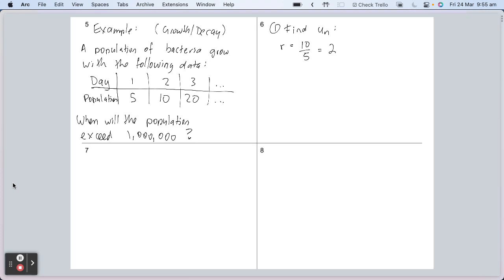Okay, so we've got R. We know what U sub 1 is, U sub 1 is 5. So we can say, therefore, U sub n is equal to 5 multiplied by 2 to the power of n minus 1. We have our general term. What we're after is a population of 1 million. So which of the values there am I going to replace with the number 1 million? Go for it, Miles. So U sub n. So 1 million is equal to 5 multiplied by 2 to the power of n minus 1. What would I do next, team? Anyone can answer.